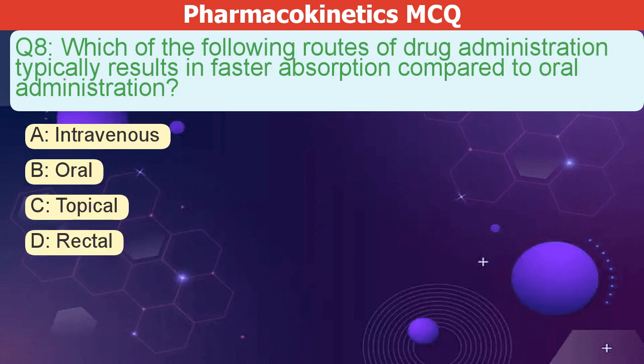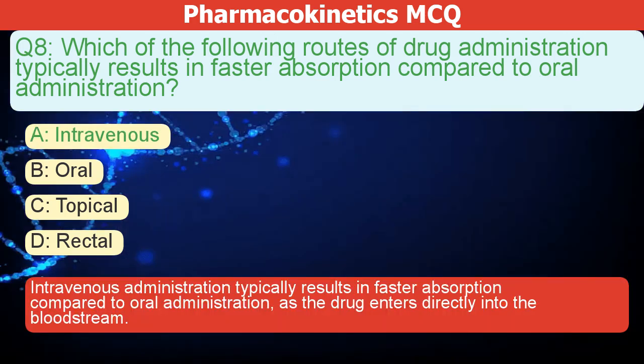Which of the following routes of drug administration typically results in faster absorption compared to oral administration? A. Intravenous. B. Oral. C. Topical. D. Rectal. The correct answer is A. Intravenous administration typically results in faster absorption compared to oral administration, as the drug enters directly into the bloodstream.